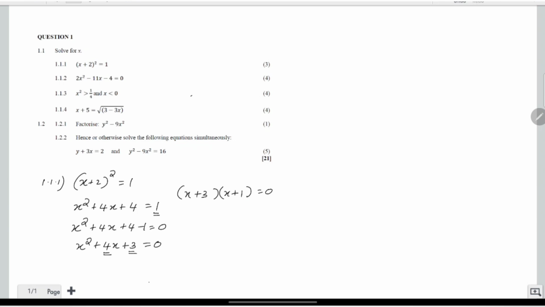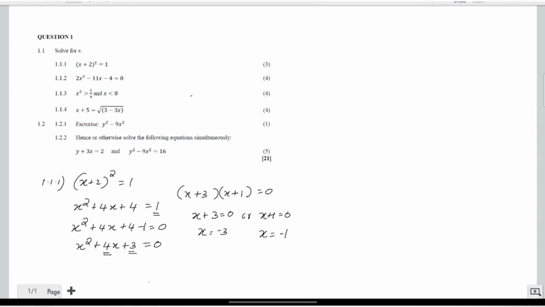So we factorize. Alright, now what are you going to do? Take each factor and equate to 0, that is x plus 3 is equal to 0, that is x is equal to minus 3. Or x plus 1 is equal to 0, that is x is equal to minus 1. So we got two solutions, isn't it? x is equal to minus 3 and x is equal to minus 1.